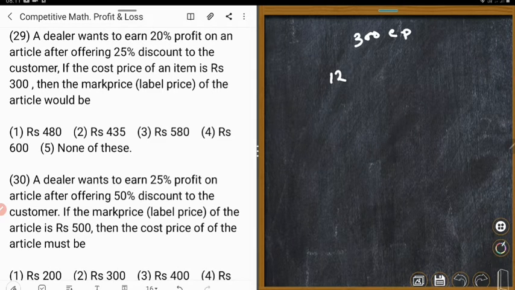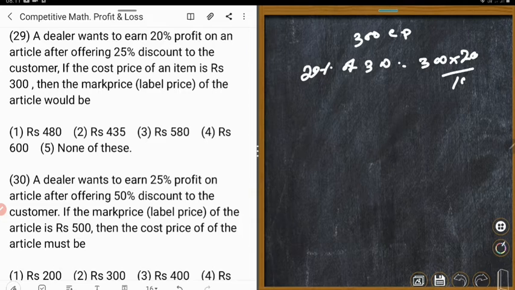No, just 1 minute. 20% of 300 is equal to 300 into 20 upon 100, is equal to 60 rupees. That means 300 plus 60. This is CP. This is SP. Could you understand? So he sells the article at 360 after allowing 25%.